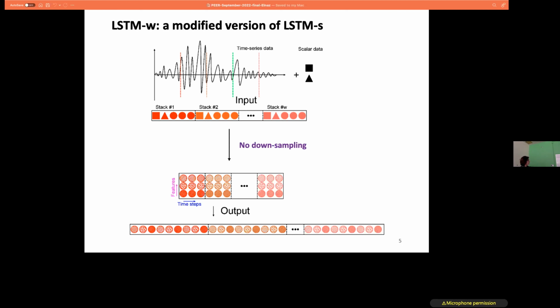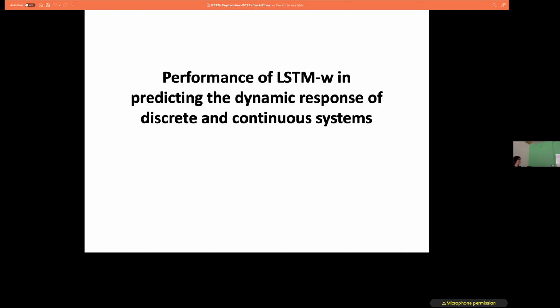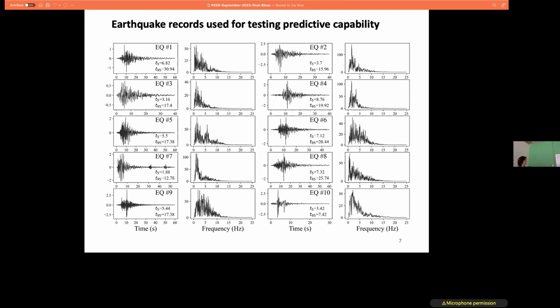So with this, we call it for now LSTM-W, and then we wanted to see how it performs in predicting the response of dynamical systems. We tested two systems for now, one discrete and the other one continuous. Before that, for all the results that I'm going to show now, we had 10 earthquake records that we test the predictive capability of our models with. And none of them have been used for training our surrogate model.